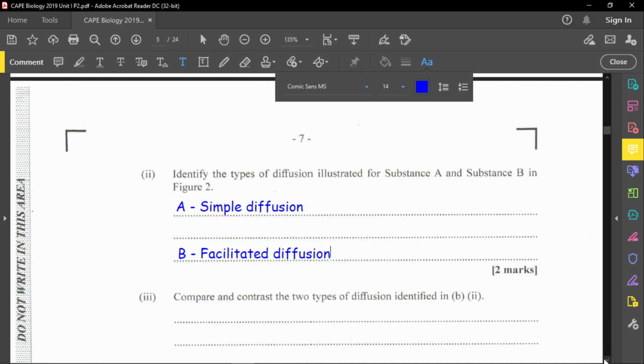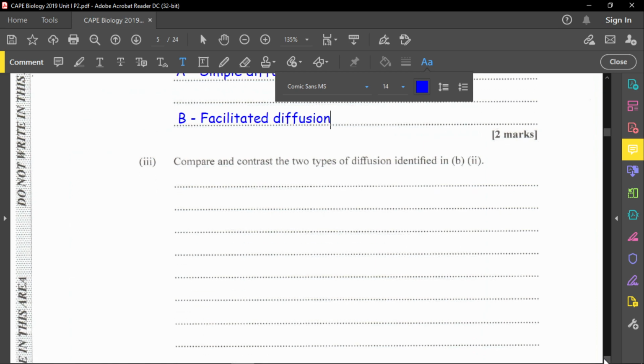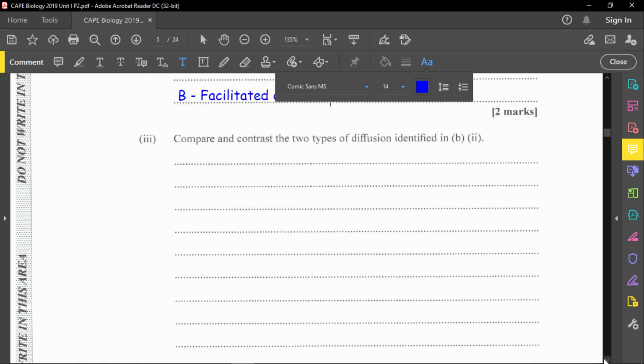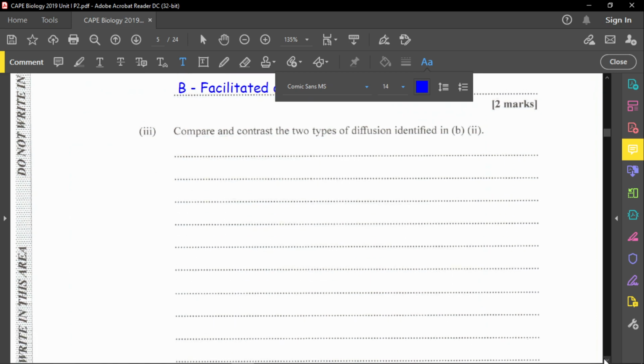Now here, in part 3, it's to compare and contrast the 2 types of diffusion identified in B2. For this, instead of writing a whole lot of things in sentences and paragraphs, sometimes information gets lost when you are comparing and contrasting. You can look at the similarities and differences. That's what they're actually asking you to look at: what is different and what is similar between them.